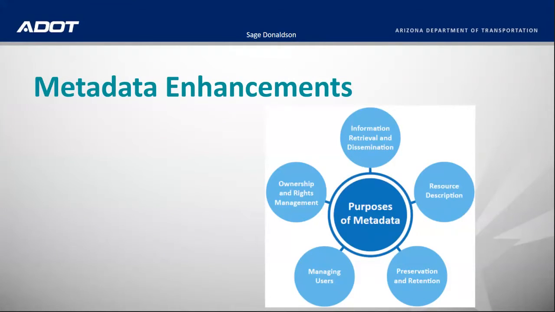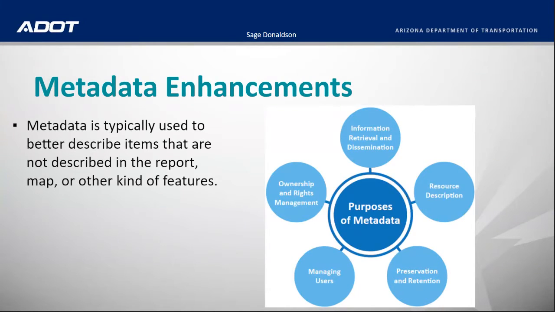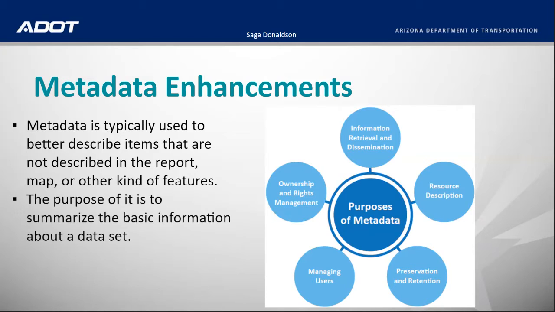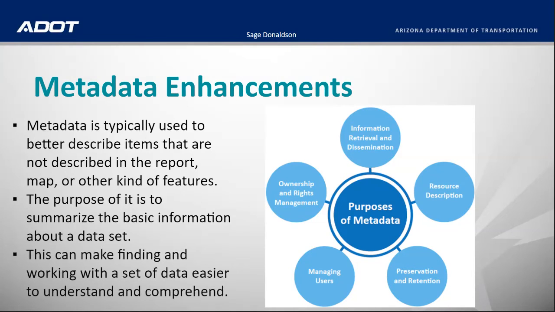So on the back end, though, we've made a lot of metadata enhancements. But firstly, metadata is typically used to better describe items that are not included in whatever data source you're looking at. The purpose is to summarize the basic information needed to understand the data set itself. And it's really important to finding and working with a data set, in order to understand and comprehend how to use it and where you can go with it.